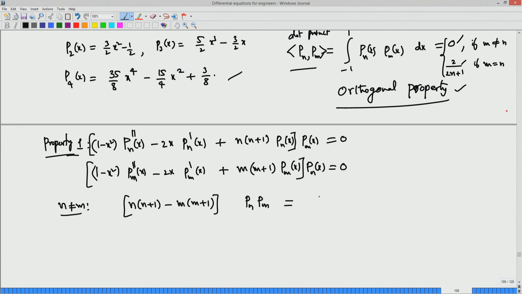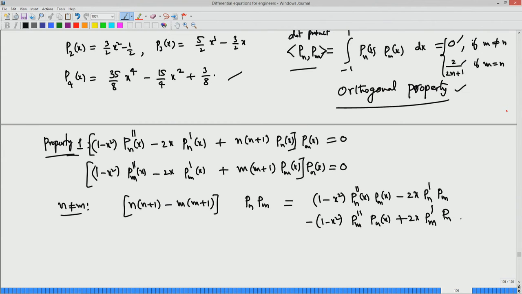This is equal to what is the difference here. What you get is 1 minus x square into Pn double dash of x into Pm of x, minus 2x Pn dash into Pm, minus 1 minus x square Pm double dash into Pn of x, plus 2x Pm dash of x into Pn. This is what you have.